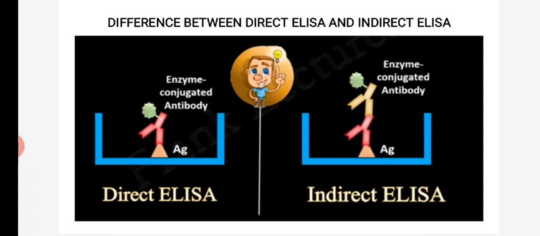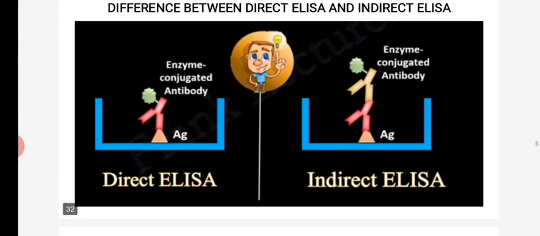For example, for the detection of HIV, we take the serum from the sample, and our well, that is our diagnostic kit, already has the HIV antigens bound. When the serum containing the antibody of HIV is added, that antibody binds with the HIV antigen in the wells, and the antibody consists of enzyme. That is detection of HIV by direct ELISA.